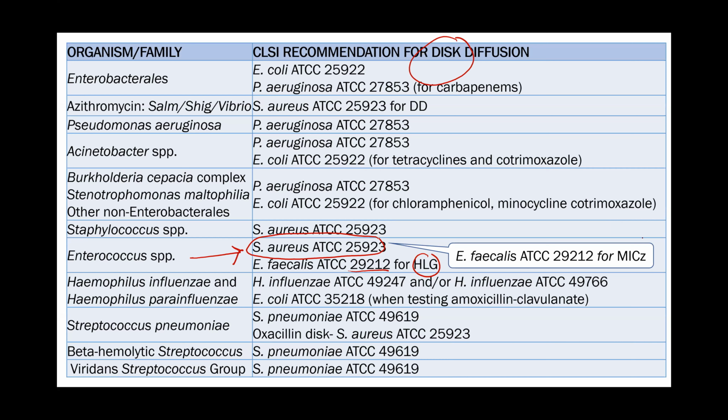However, when you are testing for MIC, you have to test against ATCC enterococcus. You cannot use ATCC staph aureus. Hemophilus is not very important. We can skip. The next is your pneumococcus. So all streptococci, the QC requirement is the same: Streptococcus pneumoniae 49619 strain.